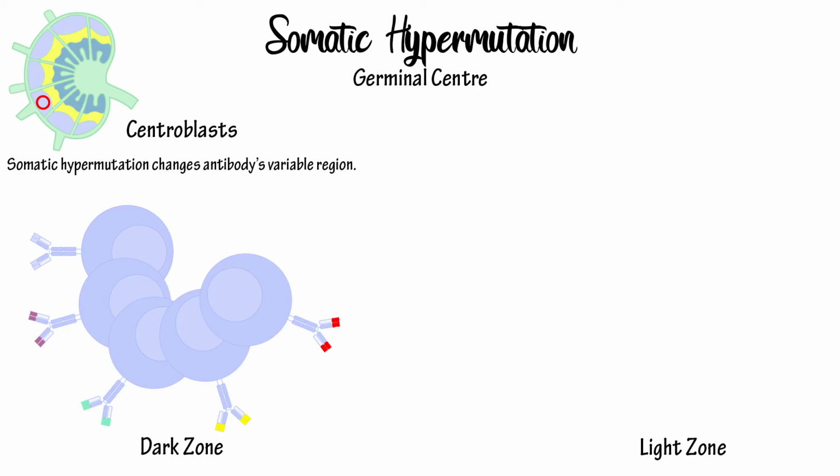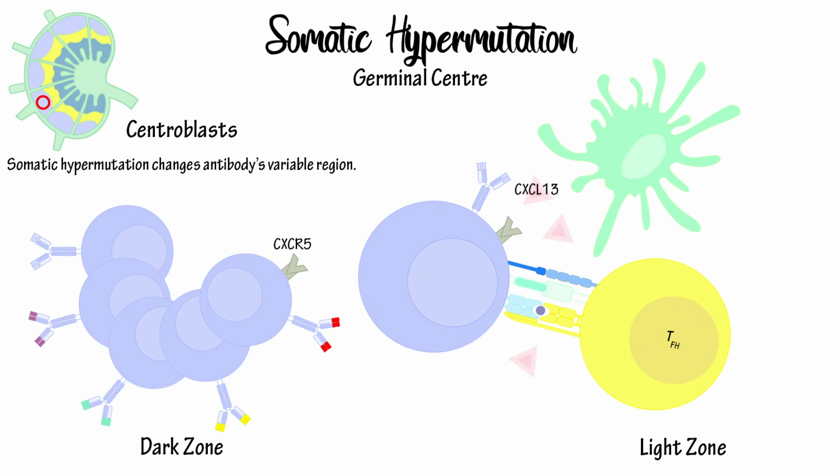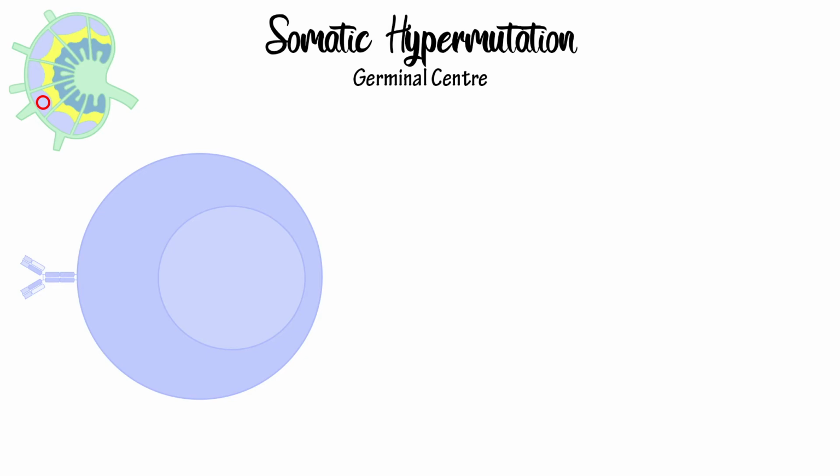Also, they express the chemokine receptor CXCR5. Follicular T cells constantly co-stimulate with centroblasts in order to maintain their survival. We also have follicular dendritic cells, which are constantly checking these B cells for the quality of the antibodies produced. And these interactions usually occur in the light zone of the germinal center, as the CXCR5 on centroblasts are attracted to CXCL13 released by the follicular cells. Only the best centroblasts go on to become centrocytes, as they have antibodies that have extremely high affinity to the epitope, or the part of the pathogen they will bind to.